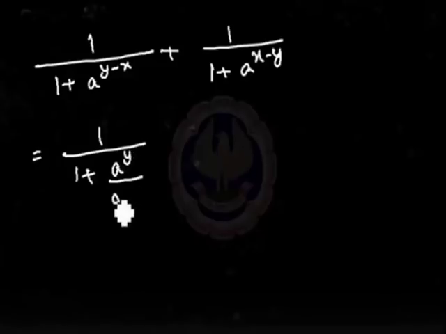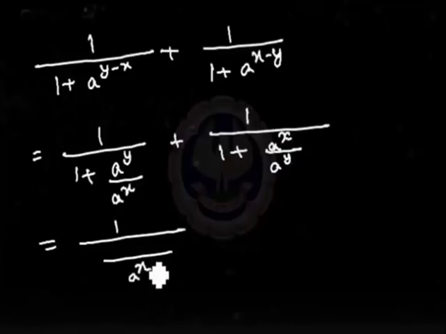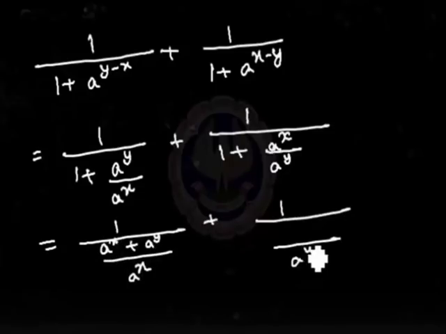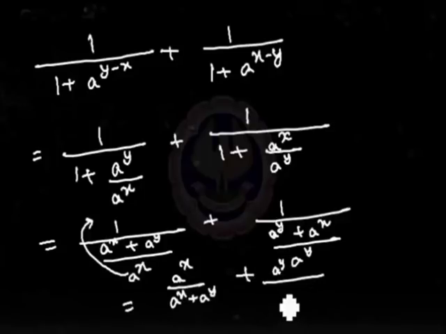So we write this also as a to the power y by a to the power x plus 1 by 1 plus a to the power x by a to the power y. Let's take the LCM. So you're left with a to the power x plus a to the power y plus 1 by a to the power y, a to the power y plus a to the power x. Correct? Till now everything is okay? Yeah. So this goes to the numerator. So you're left with a to the power x by a to the power x plus a to the power y plus a to the power y by a to the power y plus a to the power x.